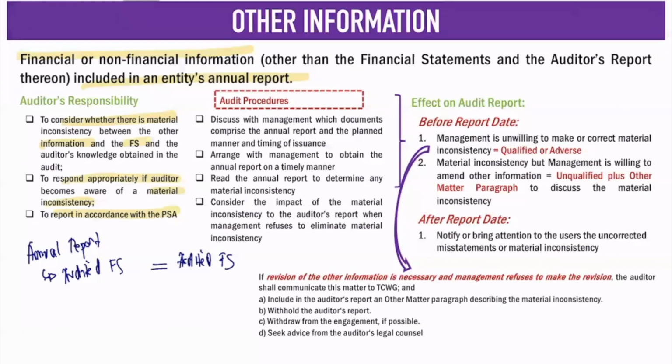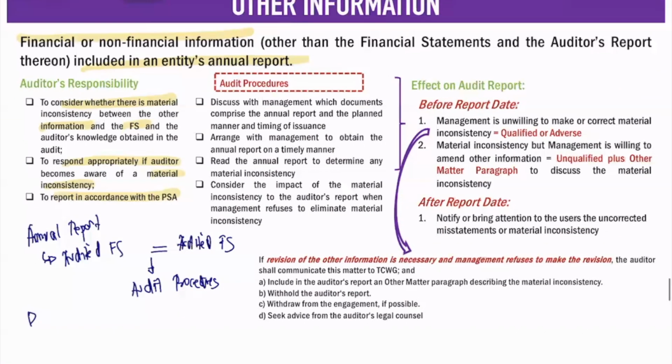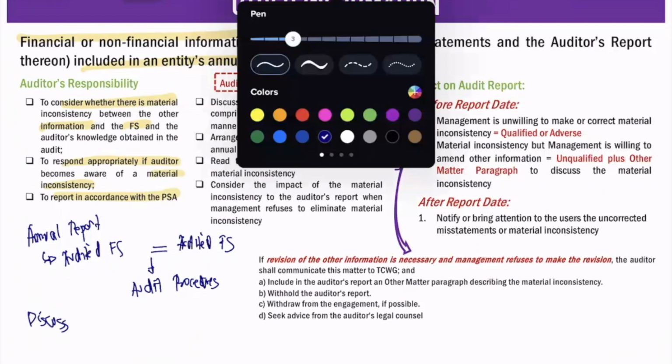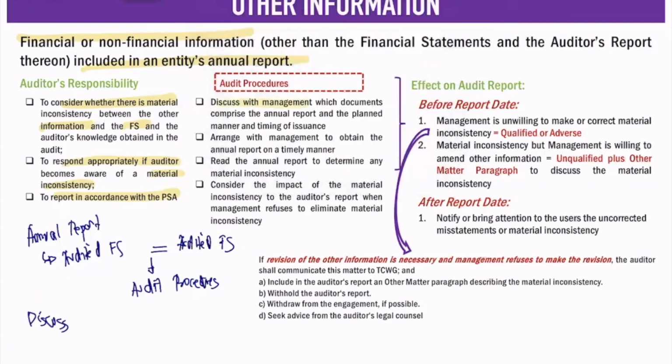Now, if ever it is not the same, then what could be done? To determine whether the audited FS in the annual report is consistent with the audited FS we provided, we perform certain audit procedures. So what are your audit procedures? First, you need to discuss the annual report with the management. After you discuss that, you obtain, of course, the annual report. So that's the second one.